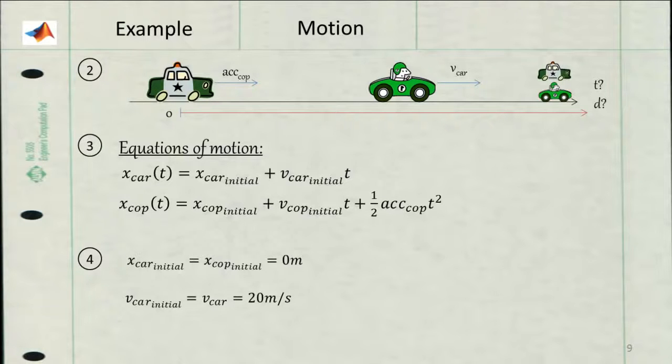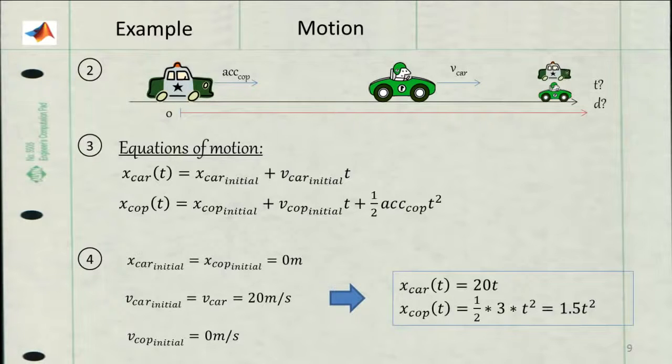The initial velocity of the car is the velocity of the car. Remember that it is constant, so that's 20 meters per second. The velocity of the cop initially, well, he wasn't driving. Then he instantly started driving. So we can assume that it's 0 meters per second. This simplifies our equation greatly. The position of the car at any given time is 20 times t, and the position of the cop car at any given time is 1.5 times t squared. So hopefully if we can plot these two together, we might be able to find an intersection when the distance is identical.